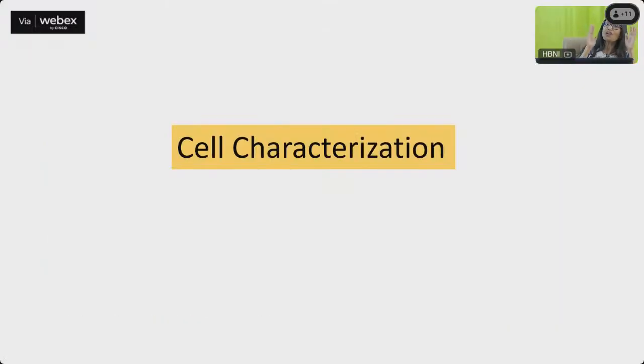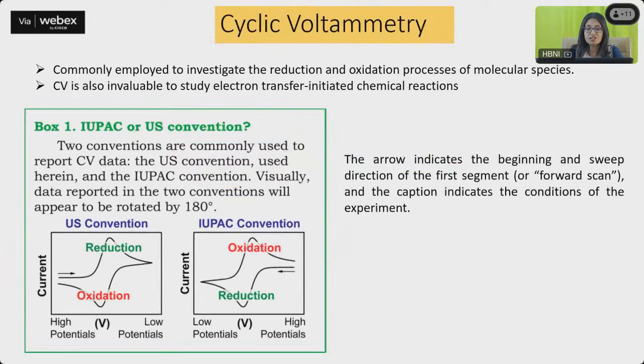So now this was for electrode materials. Now we move into cell characterization. For cell characterization, what we use is CV or cyclic voltammetry. Cyclic voltammetry is commonly employed to investigate the reduction and oxidation processes of molecular species. You'll find that the CV plot looks like this. One is for the oxidation, the other is for the reduction. In the IUPAC convention, oxidation is on the top part and the bottom part is reduction. So you're moving from high potential to low potential.